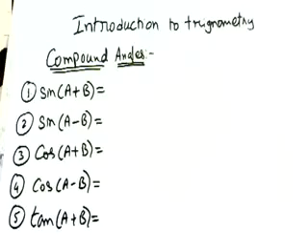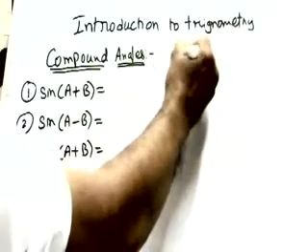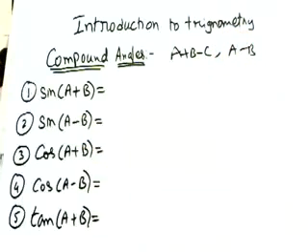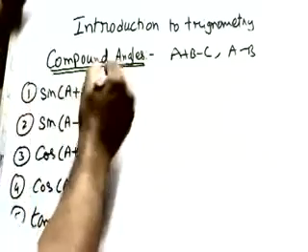Next is compound angles. The sum or difference of two or more angles. Suppose we add two angles or three angles, or subtract, then we say this is a compound angle. The sum or difference of two or more angles is nothing but what we call compound angles.